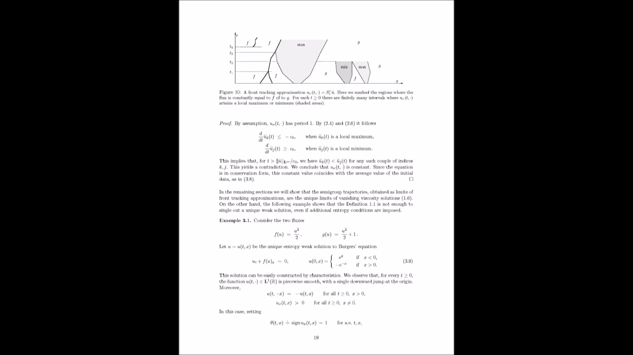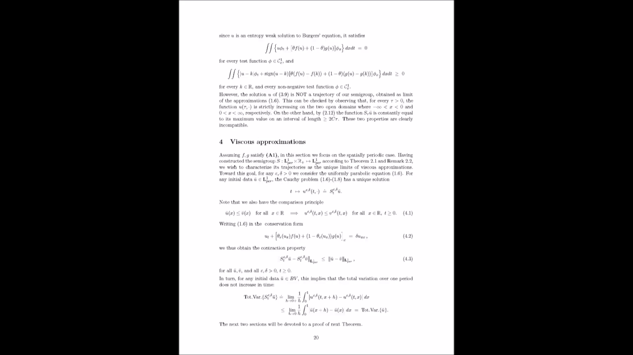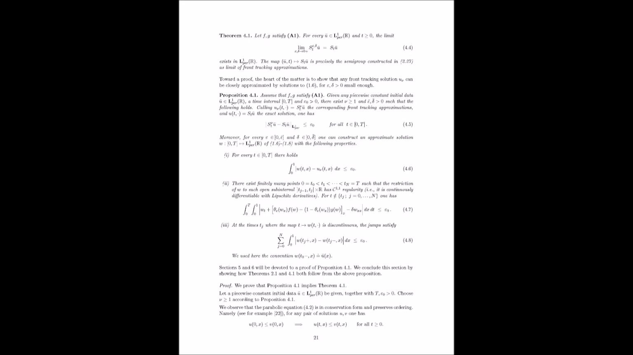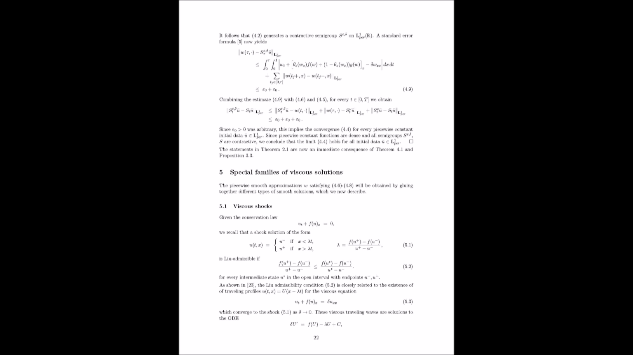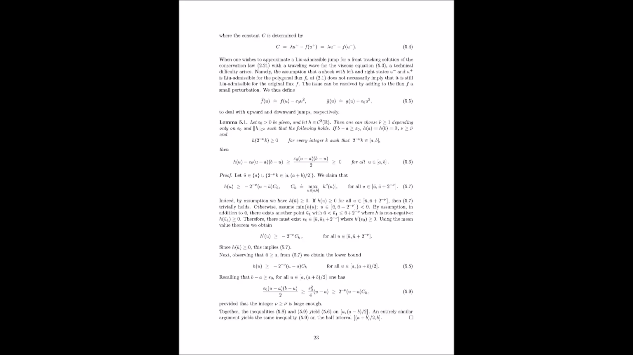For instance, it allows us to prove that the L1 distance between two solutions, a measure of how far apart they are, never increases over time. This means that solutions don't drift apart from each other uncontrollably. They stay within a certain distance, which again hints at a form of stability. So the comparison principle acts like a mathematical leash, keeping the solutions from running off in different directions. Right. It seems like this principle is key to showing that these front-tracking solutions converge to a unique limit.